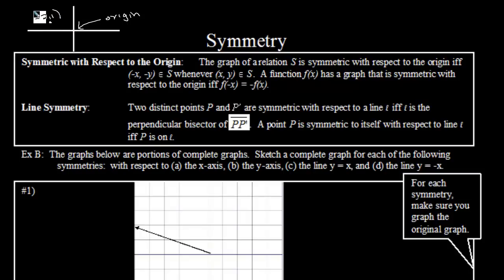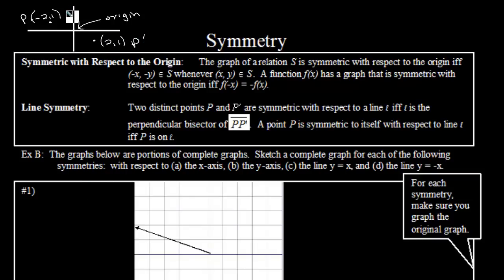-2, 1. Let's call that point P. The point that is symmetric with P with respect to the origin, notice it says here -x, -y is an element as long as x, y is an element. What's happening here is the signs are being changed. So if this is -2, 1, if I just change the signs to +2, -1, that's where P prime is.